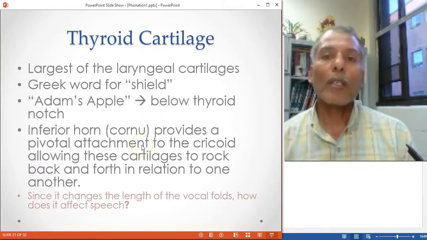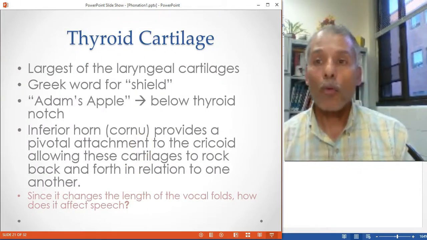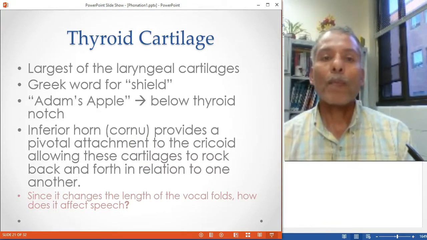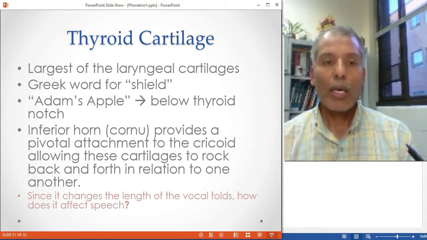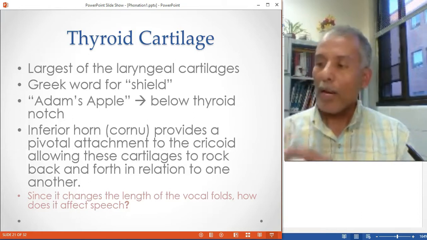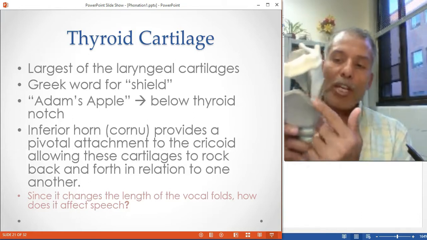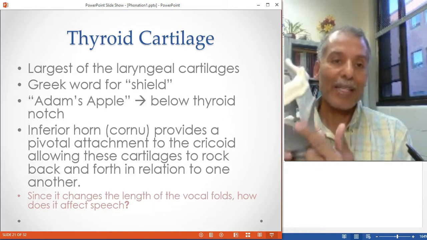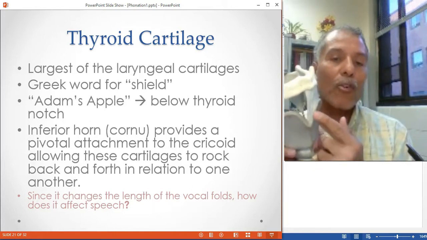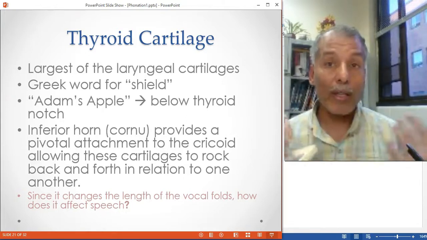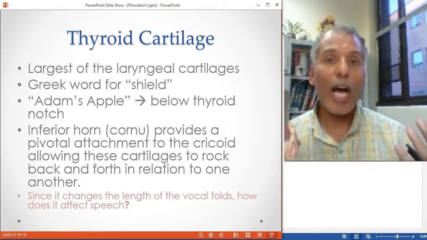The thyroid cartilage, as I mentioned, is the largest of all the cartilages of the larynx, and it is named so because it looks like a shield. The basic landmarks of it are that it has that V shape. That is a space. It has nothing in it. It says space. So the thyroid notch, again, is not a structure.